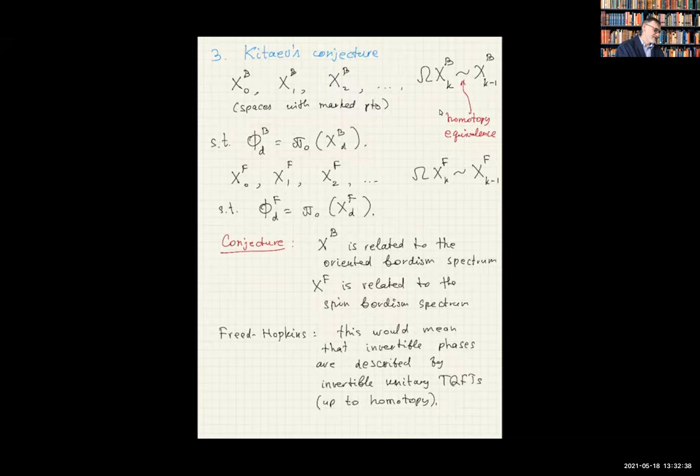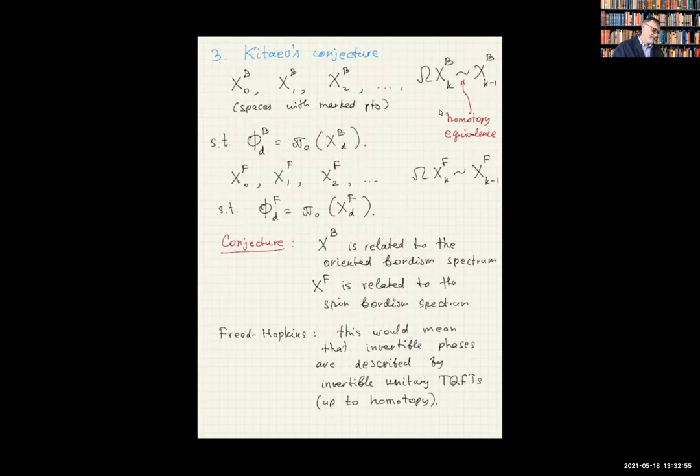That's separately true for bosonic and fermionic cases. So it's a similar thing for the fermionic case. So then from this point of view, the problem is to find these spectra. Now, actually, there's a precise conjecture for what this is. I'm not going to say exactly what it is.